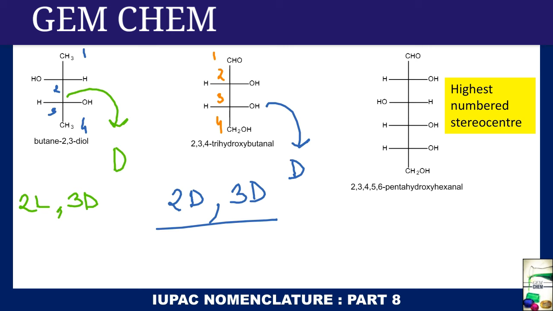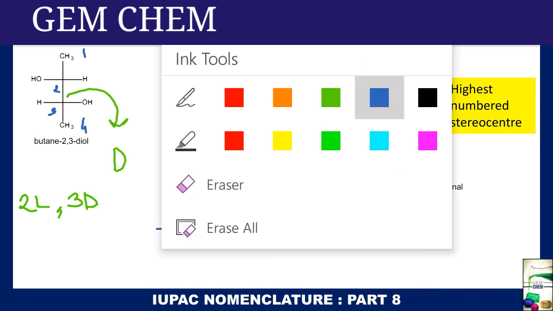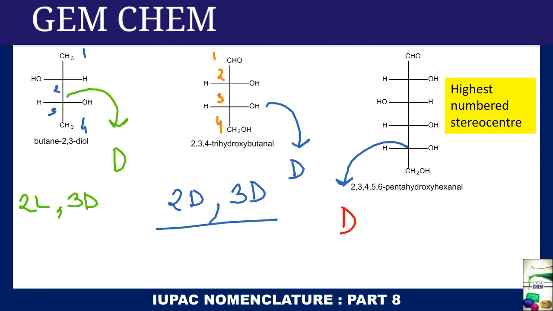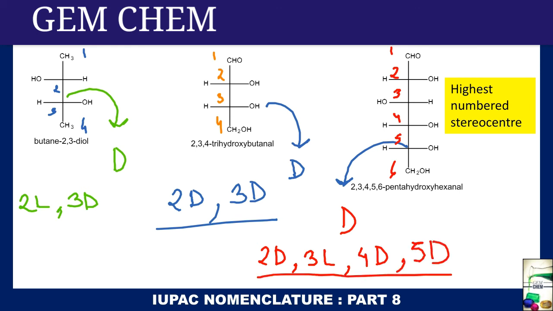The whole name is written with respect to D because the whole sugar is considered with respect to the highest numbered stereo center, but when we need to specify each stereo center, then we use the numbers of the carbon present there. Now if we consider this one, it can be represented as D only for this stereo center. But if we write it quite explicitly, 1, 2, 3, 4, 5 and 6, then we can write 2D, 3L, 4D and 5D. So this is how we can name it.